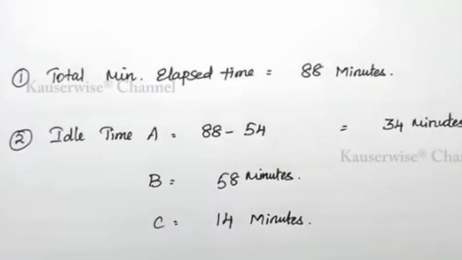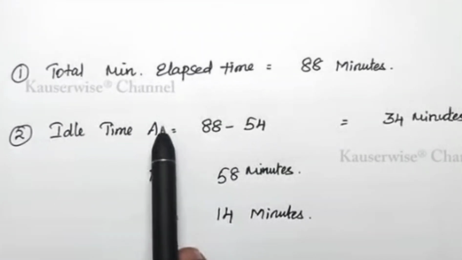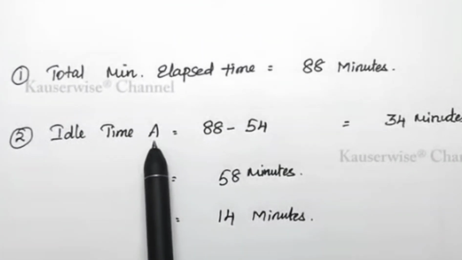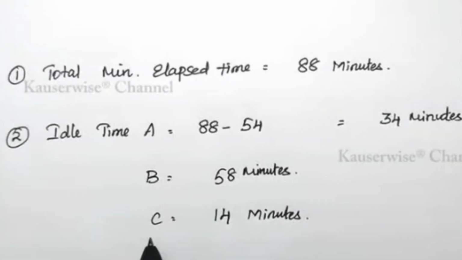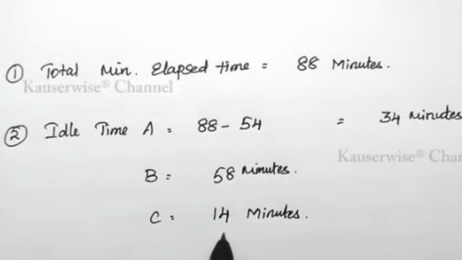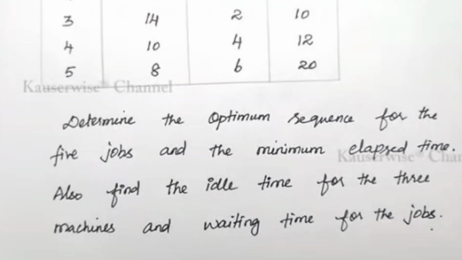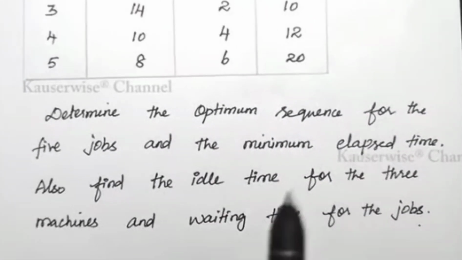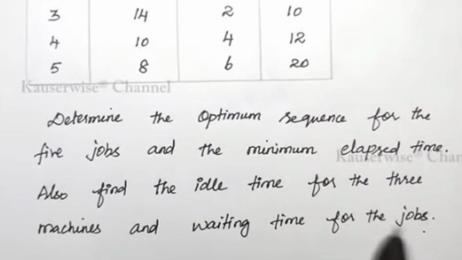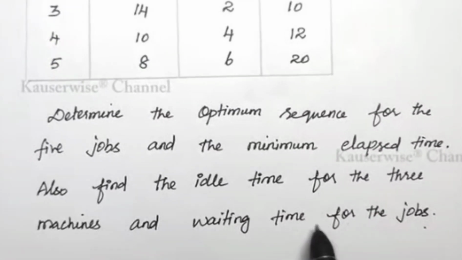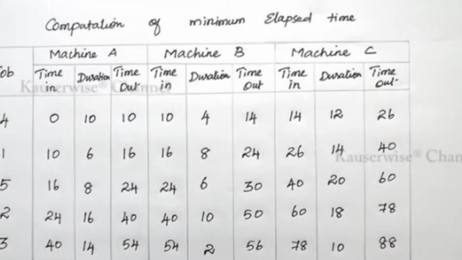Okay, we have found idle time for machine A, B and C. For machine A 34 minutes, for machine B 58 minutes, for machine C 14 minutes. Now look at the problem. So far we have done optimum sequence, minimum elapsed time and idle time for the three machines. Now we are going to find out waiting time for the jobs. See the solution table.